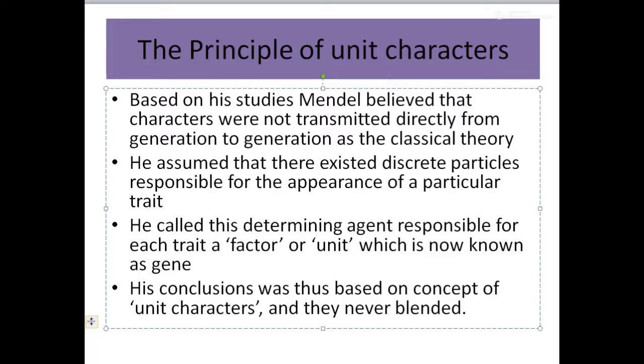The first conclusion, as we previously saw, was that the traits never blended, and this led to the formation of the principle of unit characters. He believed that the characters were not transmitted directly from generation to generation as in the classical theory, but concluded that there existed discrete particles which were responsible for the appearance of a particular trait. He called this determining agent a factor or a unit, and now we call it a gene.